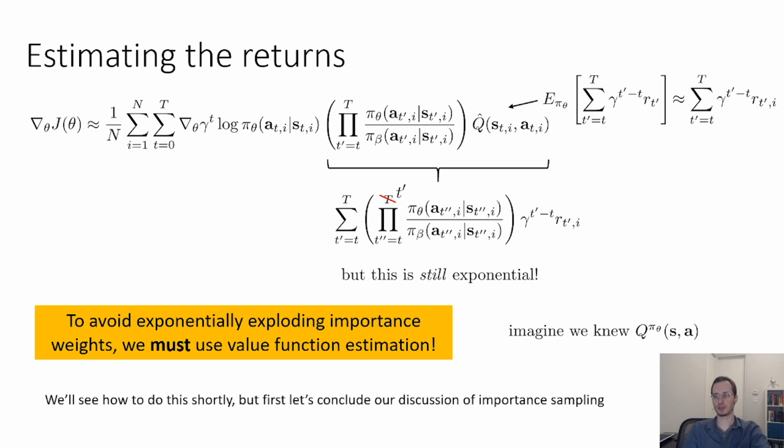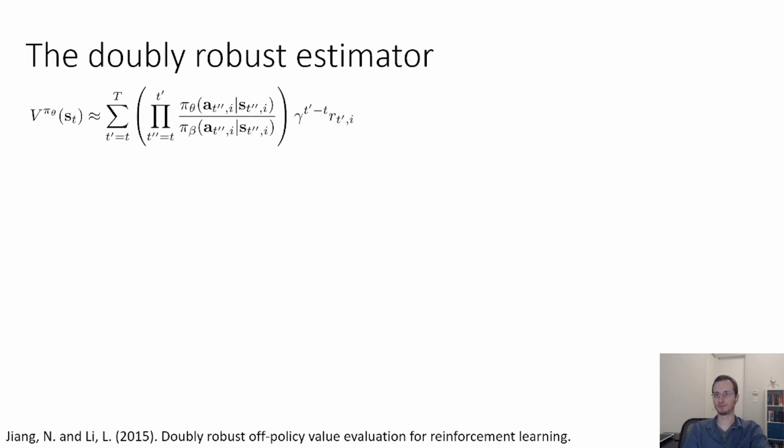But first, let's conclude our discussion of importance sampling by noting a few other ways that people have thought about this problem. One concept that I want to mention here is something called the doubly robust estimator. The doubly robust estimator doesn't do away with the exponential blowup, but it does reduce the variance. First, I'm going to simplify my notation a little bit.